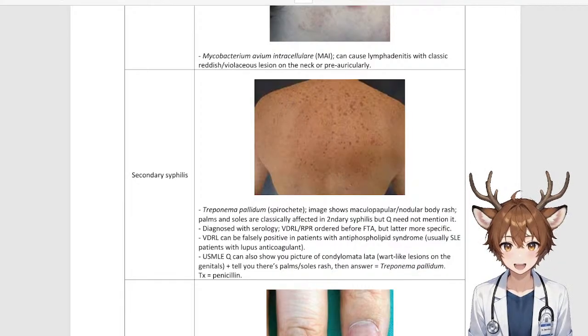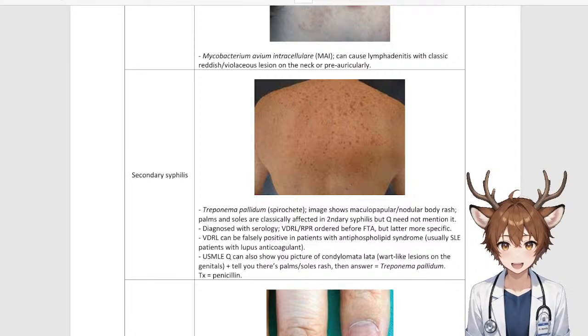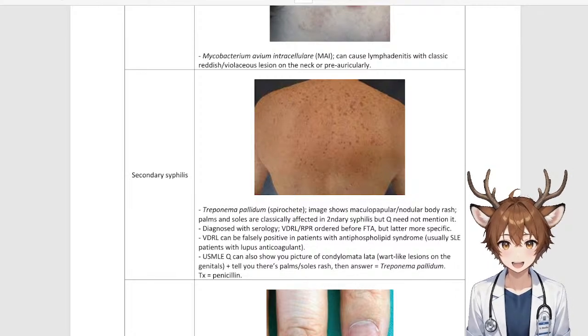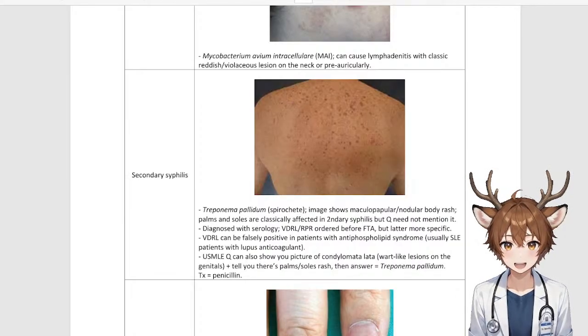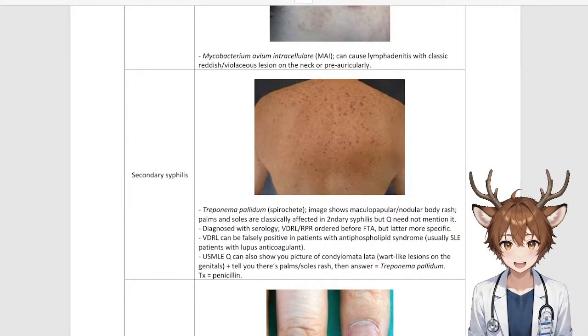Secondary syphilis. Treponema pallidum spirochete image shows the macular-papular/nodular body rash. Palms and soles are classically affected in secondary syphilis, but the question need not mention it. Diagnosed with serology, VDRL/RPR ordered with FTA, before FTA, but the latter is more specific.